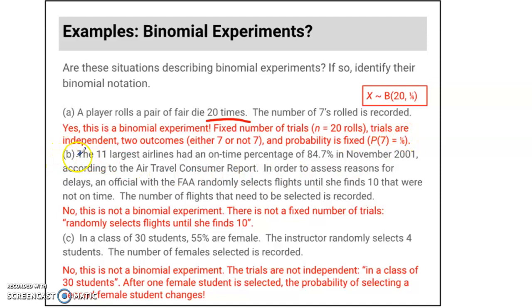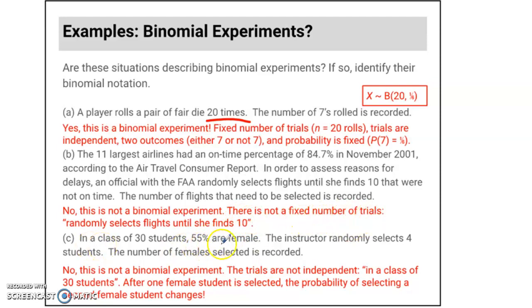For letter B, it is not a binomial experiment. The reason is because it violates the fixed number of trials rule. It says she randomly selects flights until she finds 10. Well, that's the number of successes, but she could have selected 10 flights to find 10. She could have been very lucky, or she could have picked 12, or she could have selected 15, or 20. If she just keeps randomly selecting until she finds 10, that is not a fixed number of trials.